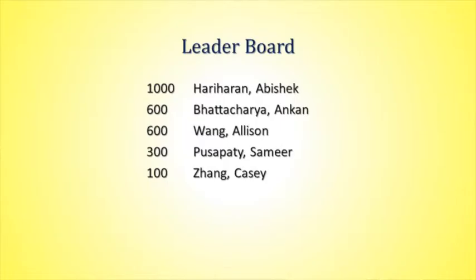But anyway, we'll see the score now, same as we did in the first semifinal. We'll see the score at every question after this. So Abishek got all the first four right for 1,000 points. Allison also has 600 points, so they're tied for second. And Samir at 300 points, and Casey at 100 points.